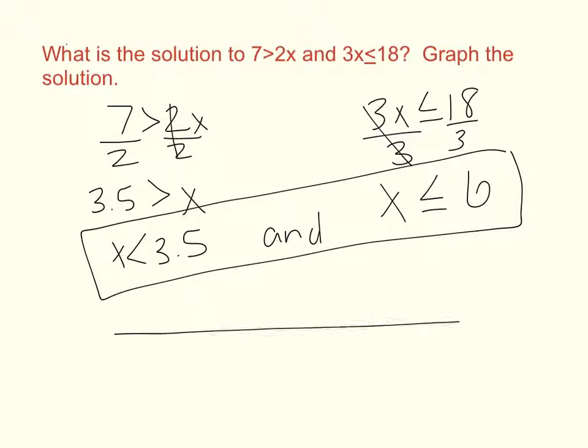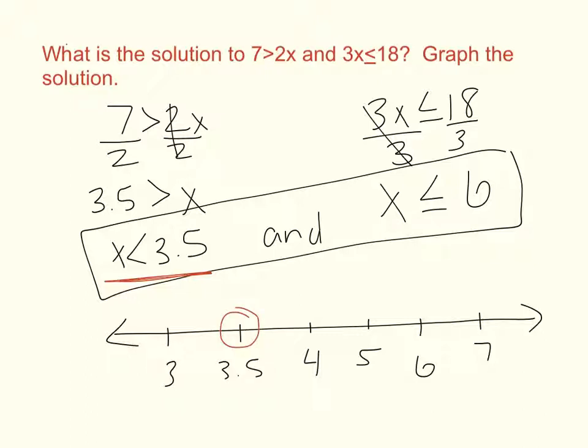So here's my number line, and here's my 3.5, and here's going to be my 6. So 5, 4, 3. And we're going to graph them individually. I'm going to do this one in red. So x is less than 3.5. I have an open circle because it's less than, and less than goes to the left.